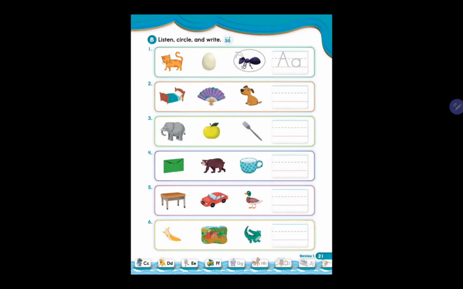Three. Elephant. Now let's write elephant. So number three is elephant. Where is the elephant? Over here. Let's circle elephant. What does elephant start with? It starts with the letter E. Very good. E. Elephant. Well done. All right, let's listen to number 4.